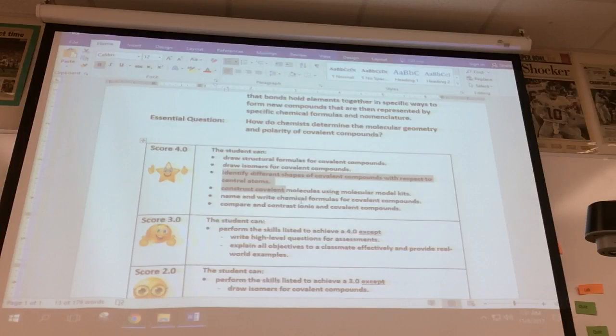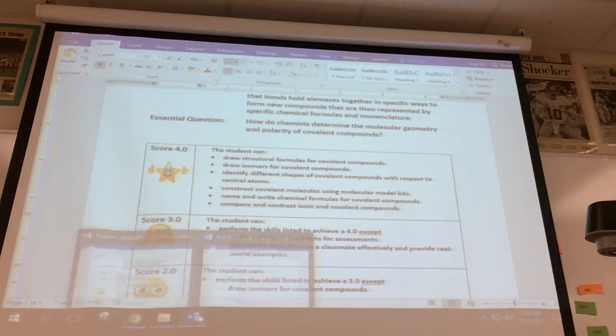Next week, we'll get into naming and formula writing for the covalent compounds, and we'll compare and contrast them with ionic. That's what's really tricky, and that's going to make or break you in terms of your test, because when you mix it all up, it's a little tricky, but we'll practice a lot, and I feel very confident you all can get in this 3 or 4 range. With a 4, you really need to be able to explain it to others, and that'll be the key.